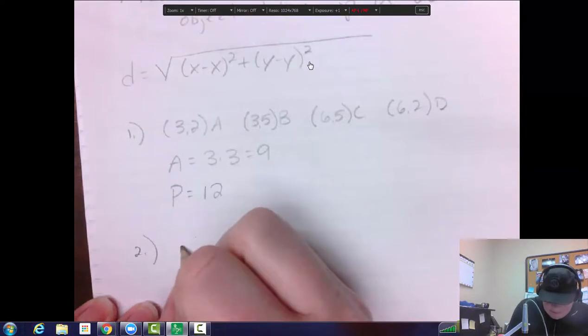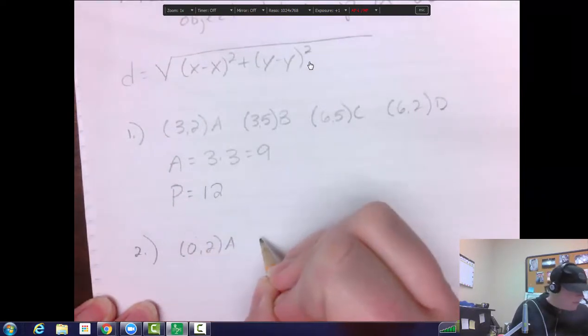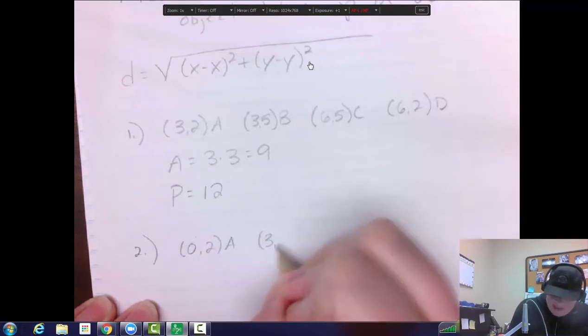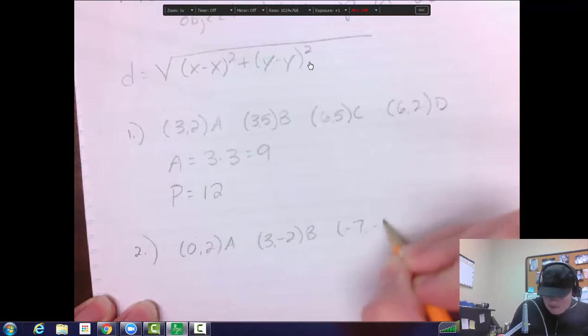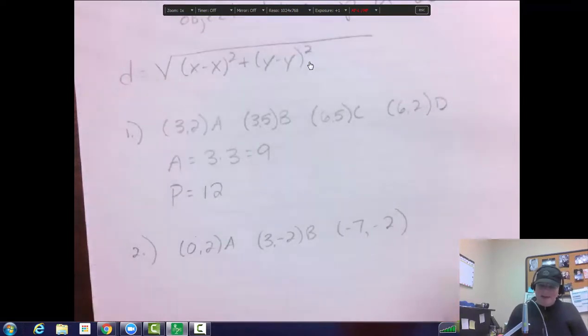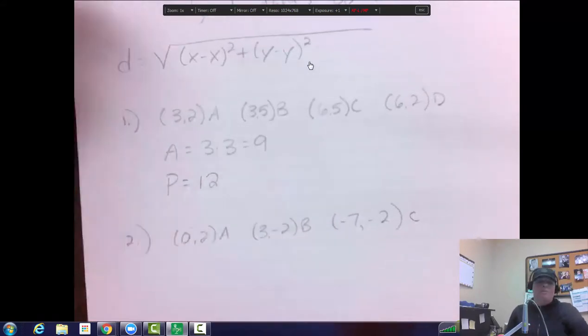So 0 to 3, -2, and this is just a triangle, -7, -2. They do really big ones too, that could be four-sided or five-sided, though I don't think they do five-sided ones because the area is kind of hard on those, but you're going to have different problems with different points. This one just happens to be a triangle.